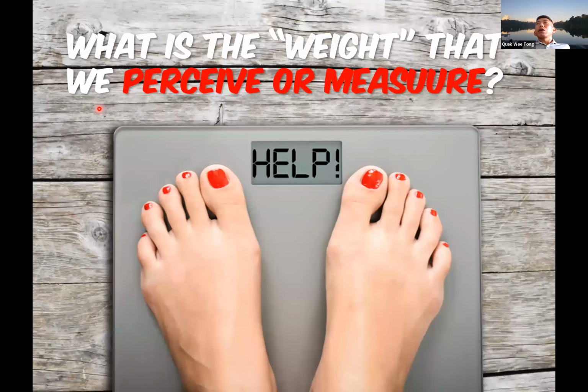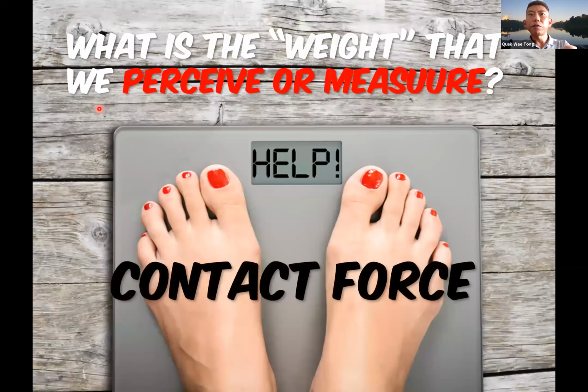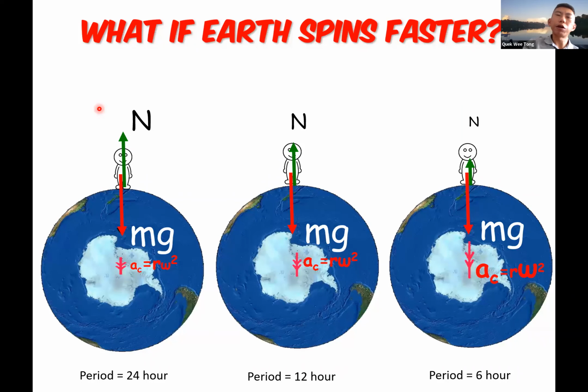Now come back to an idea that we have talked about when we were talking about dynamics, which is, what is it that we are measuring when we are taking our weight? For most of you here, I believe I have said this countless times already. We are always measuring normal contact force. Therefore, when you are at different points on Earth, you will measure slightly different weights. And also, let's go through this hypothetical scenario. What if Earth spins faster? What would be the weight that you measure on the weighing machine?